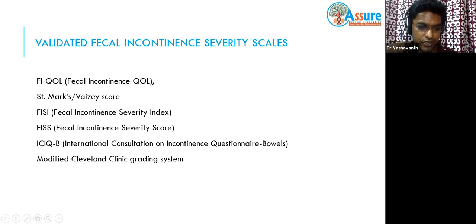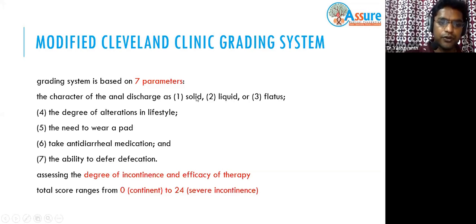But what you need to remember is the modified Cleveland Clinic grading system that has 7 parameters, including the state of stool, degree of alteration in lifestyle, the need to wear a pad, antidiarrheal medications, and ability to defer defecation. So all these are considered, and the efficacy of therapy also can be assessed using this grading. The total score ranges from 0 to 24.